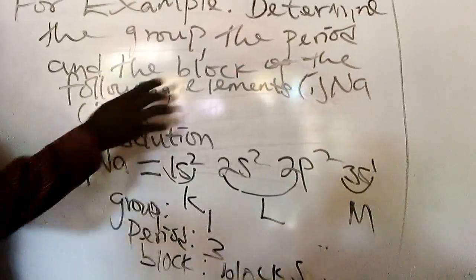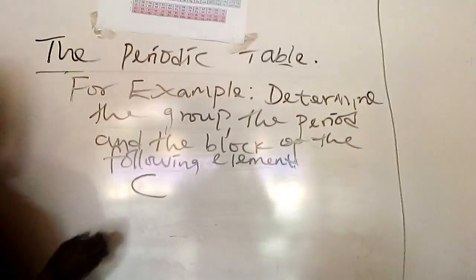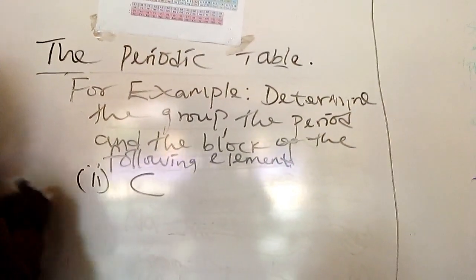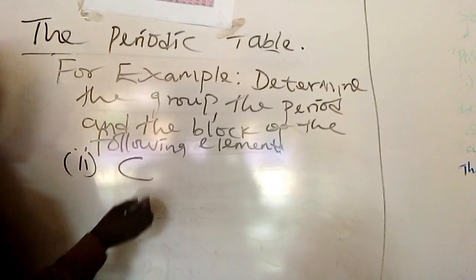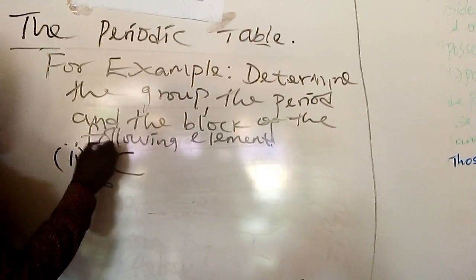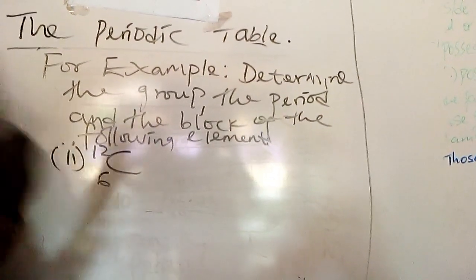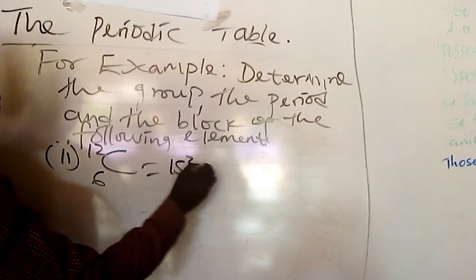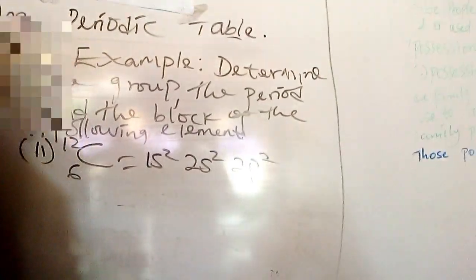Let us go to carbon. For carbon, all you need to do is to write the electronic configuration. Carbon is 6C12, and the atomic number, 6, is what we are using. So it's 1s2, 2s2, and 2p2.